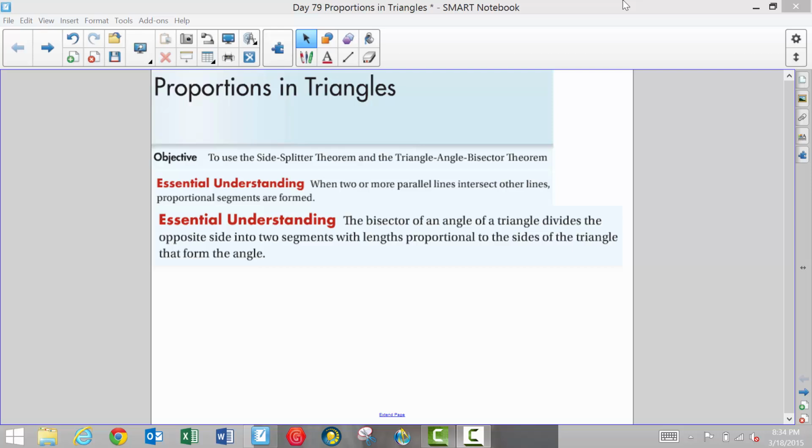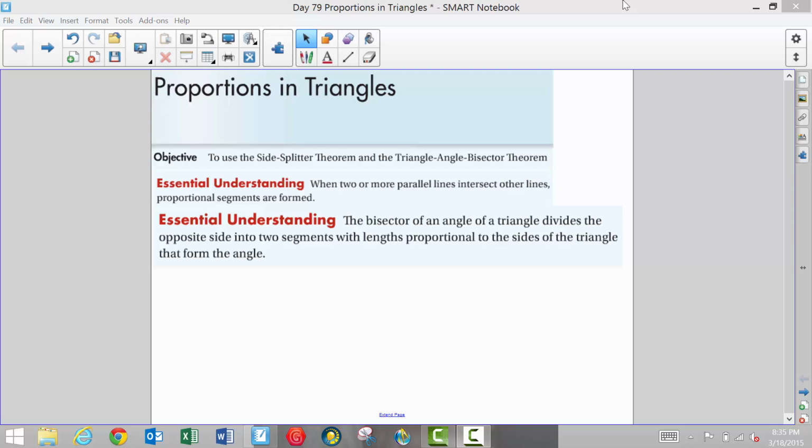Today's lesson will be proportions in triangles. Our objective will be to use the side splitter theorem and the triangle angle bisector theorem. Our essential understanding is when two or more parallel lines intersect other lines, proportional segments are formed. And the second essential understanding is that the bisector of an angle of a triangle divides the opposite side into two segments with lengths proportional to the sides of the triangle that form the angle.